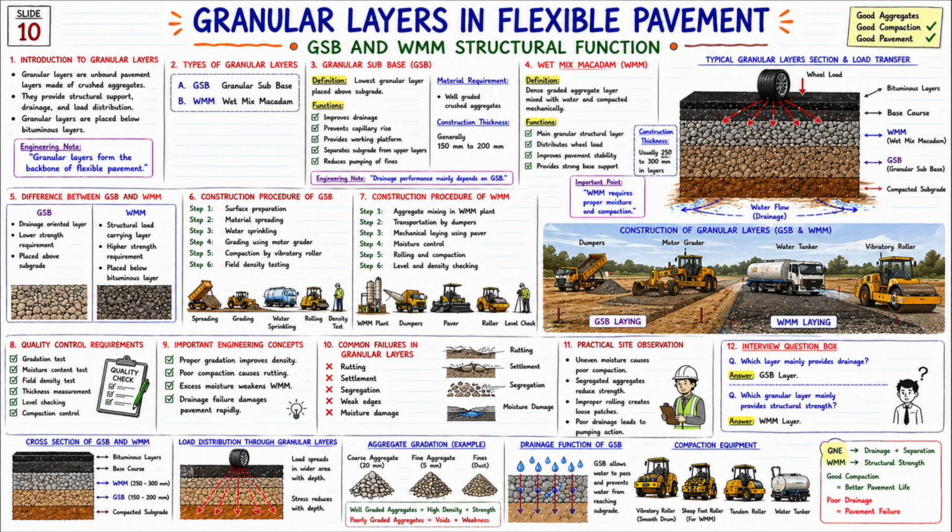If GSB and WMM turn out right, the pavement becomes strong and durable. But if there is poor compaction, gradation, or drainage, the entire pavement can fail quickly. Understand this entire slide in detail. Introduction to granular layers. Granular layers are pavement layers made of crushed aggregates. Their main work: providing structural support, providing drainage, wheel load distribution. And these layers are provided below the bituminous layer.